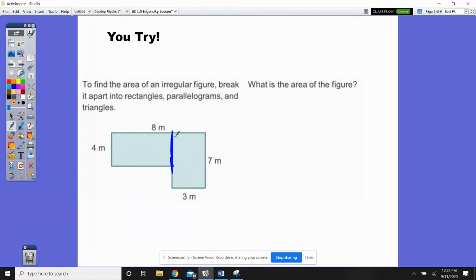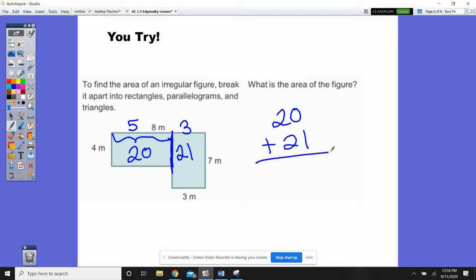That will be 3 times 7, which is 21 for this piece. And 4 times, I don't know what this piece is. I know the bottom is 3, so the top is 3. That leaves the whole side is 8. Cut out that 3, and that leaves me with a 5 here. 4 times 5 is 20. And I have 20 plus 21, which is 42 meters squared.